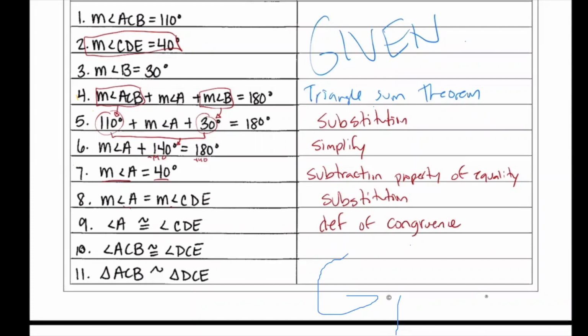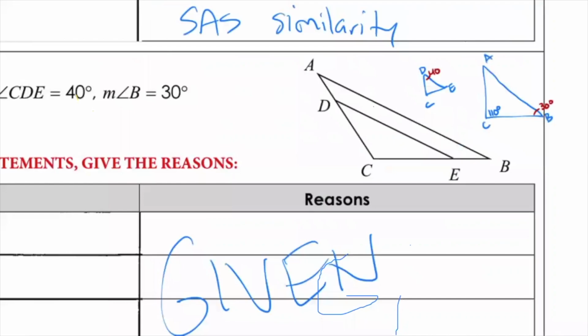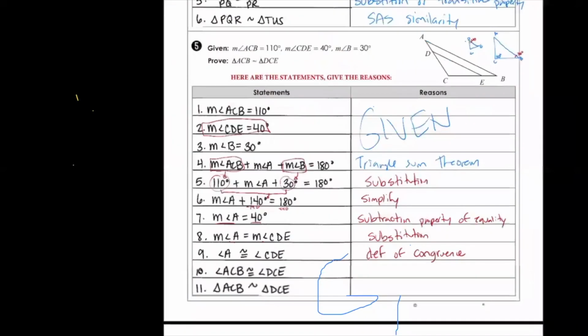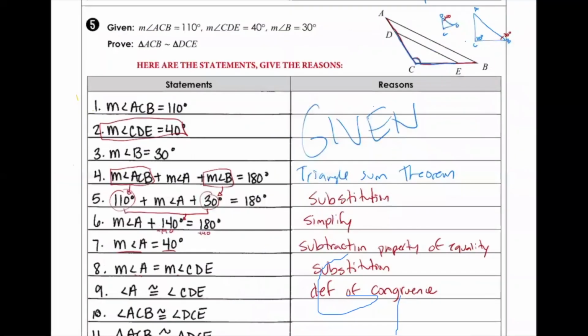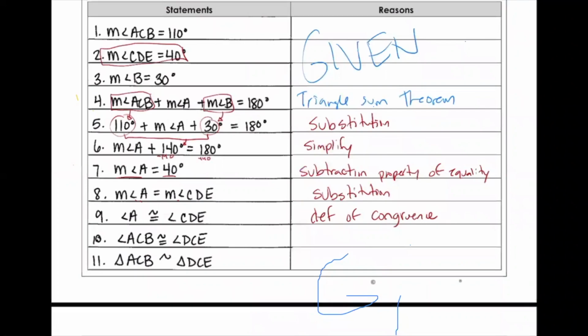Let's look over here. ACB, that's ACB, and DCE, ACE and DCE are the same exact angle. What is this? So when we say an angle is equal to itself, what property do you say? Reflexive. Reflexive.